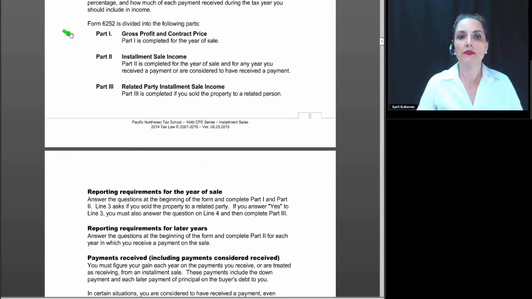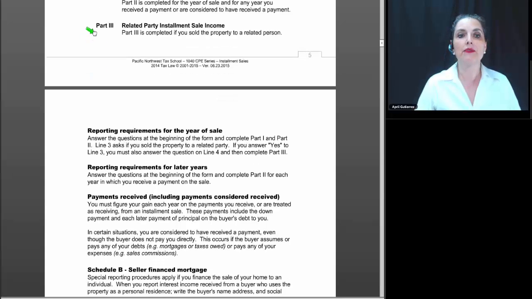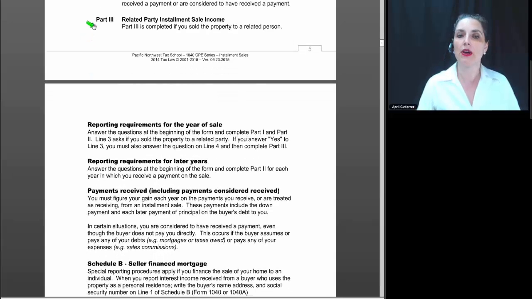Form 6252 is divided into the following parts. In Part 1, you enter the gross profit and the contract price, and Part 1 is completed in the year of the sale. Part 2 is where you figure your installment sale income for the year. It is completed for the year of the sale and for any year that you receive a payment or are considered to have received a payment. And then Part 3 is completed if you sold the property to a related party.